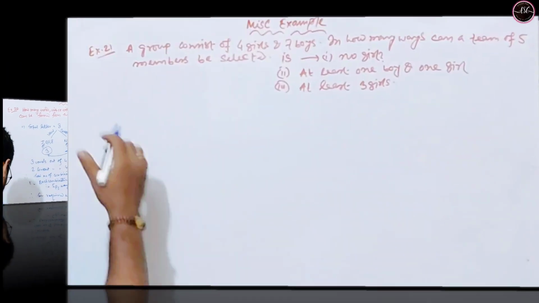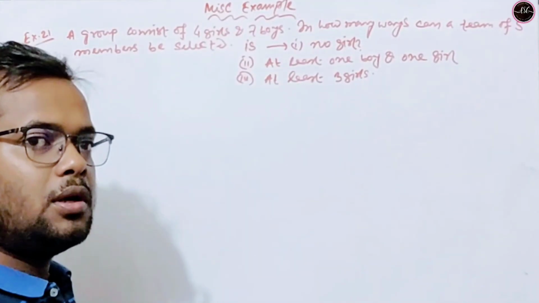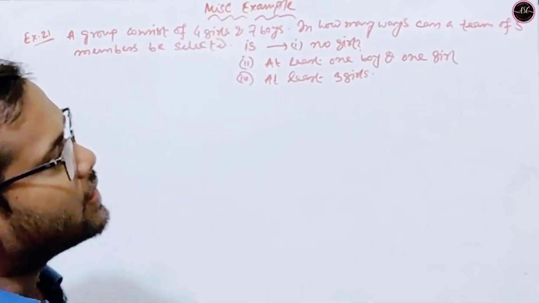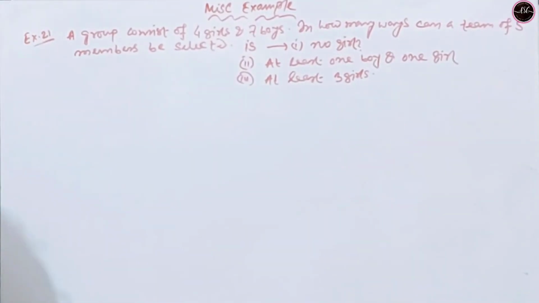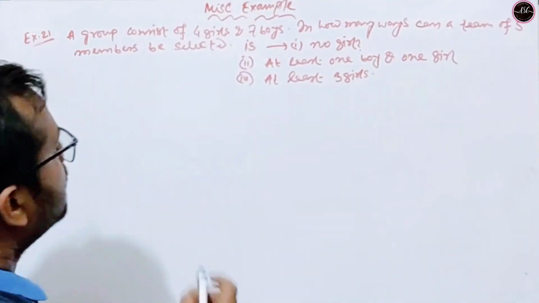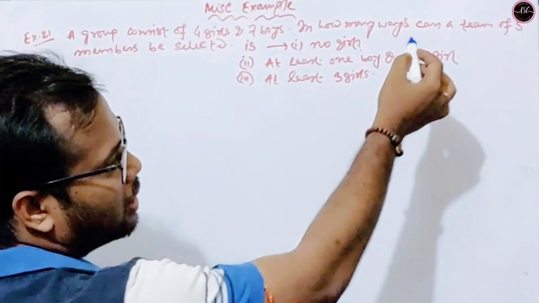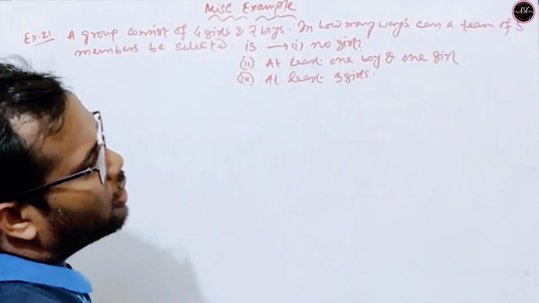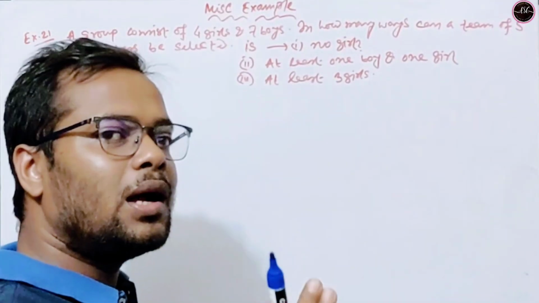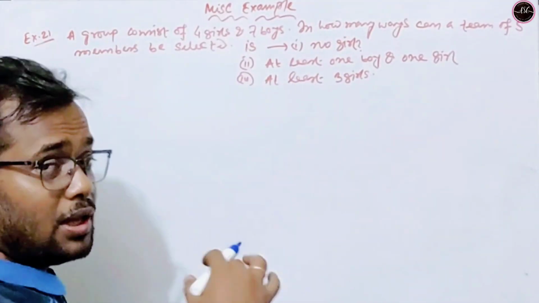Clear? Let's look at this question. A group consists of 4 girls and 7 boys. In how many ways can a team of 5 members be selected if the team has: first, no girls; second, at least 1 boy and 1 girl; and third, at least 3 girls?